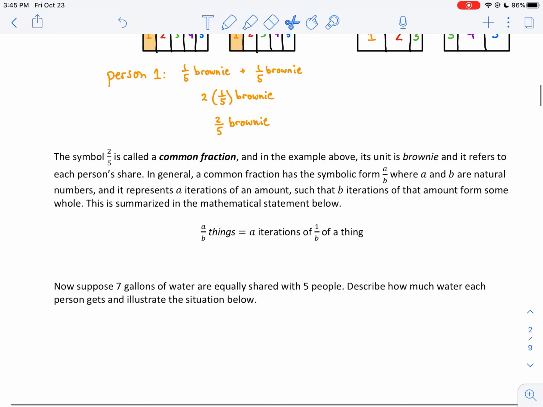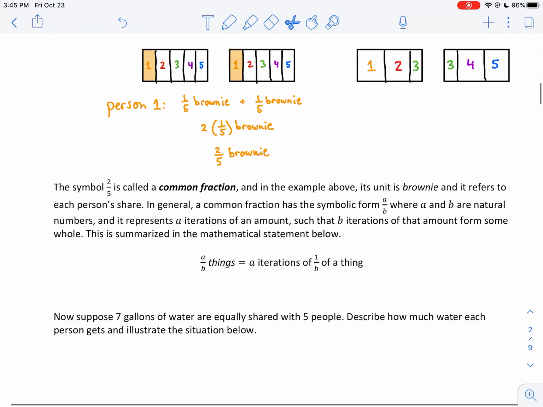Now the symbol 2 over 5 is called a common fraction, and in the example above, its unit is brownie, and it refers to each person's share. So when I say 2/5 brownie, we're talking about the fact that 2 brownies were shared with 5 people, so 2 over 5, or 2/5 brownie, is how much each person gets.